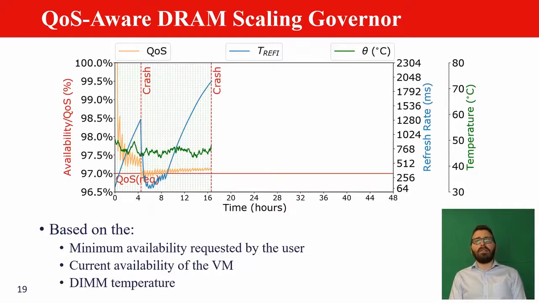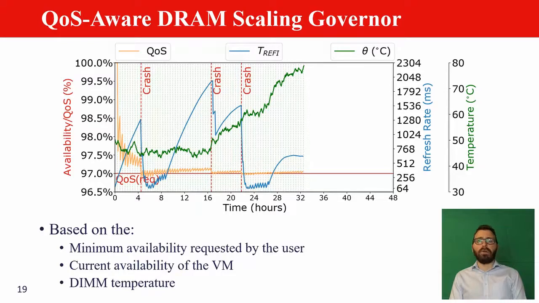We see that the virtual machine has crashed at the 16th hour. However, quality of service has only momentarily been lower than the one requested. As a result, the relaxed refresh rate has not changed significantly. Furthermore, we observe that the governor limits the relaxation of the refresh rate since the DRAM temperature has greatly increased. While the temperature is lowering, the maximum refresh rate allowed is increasing.